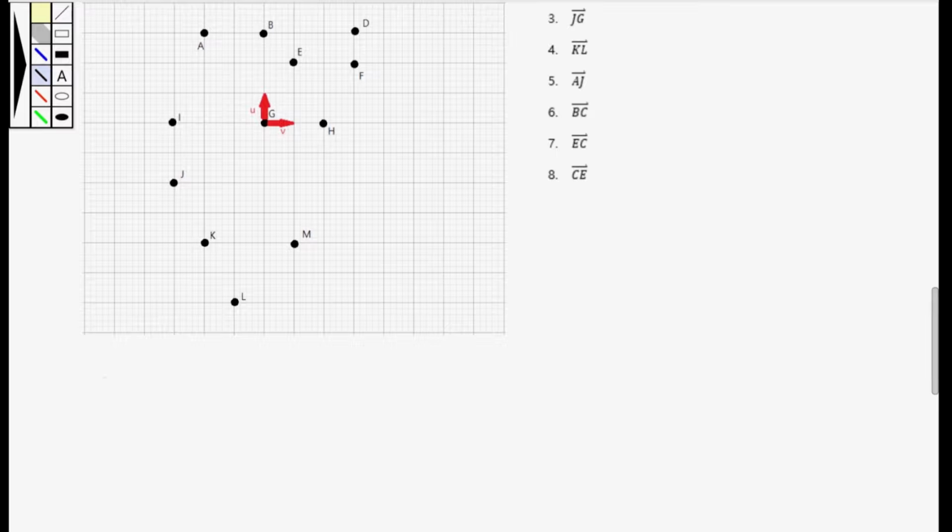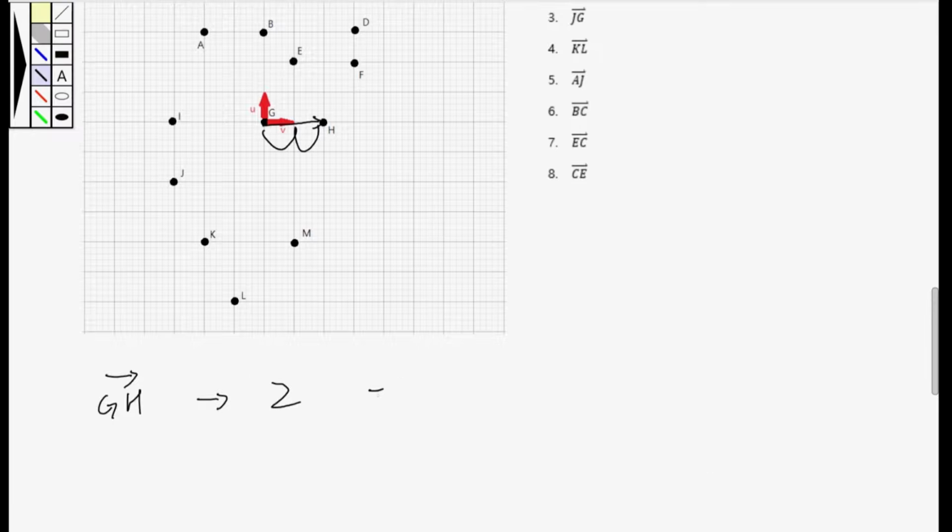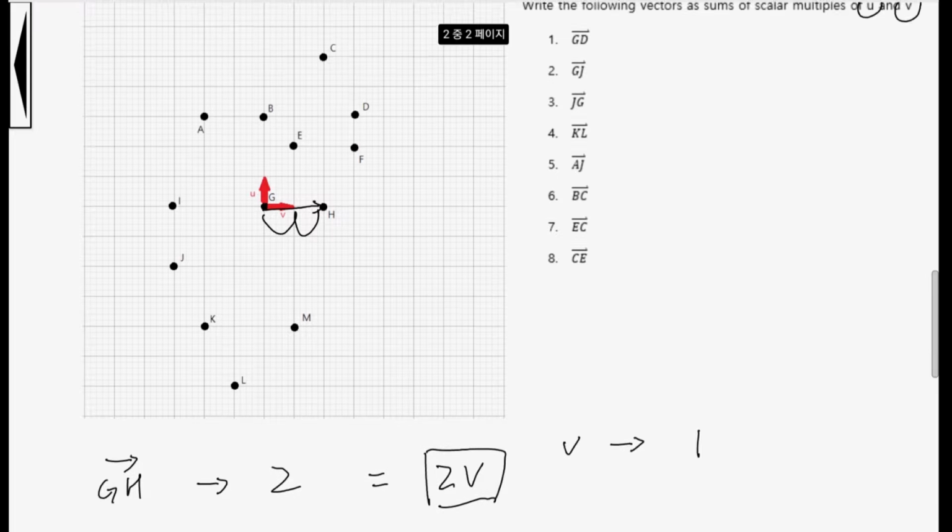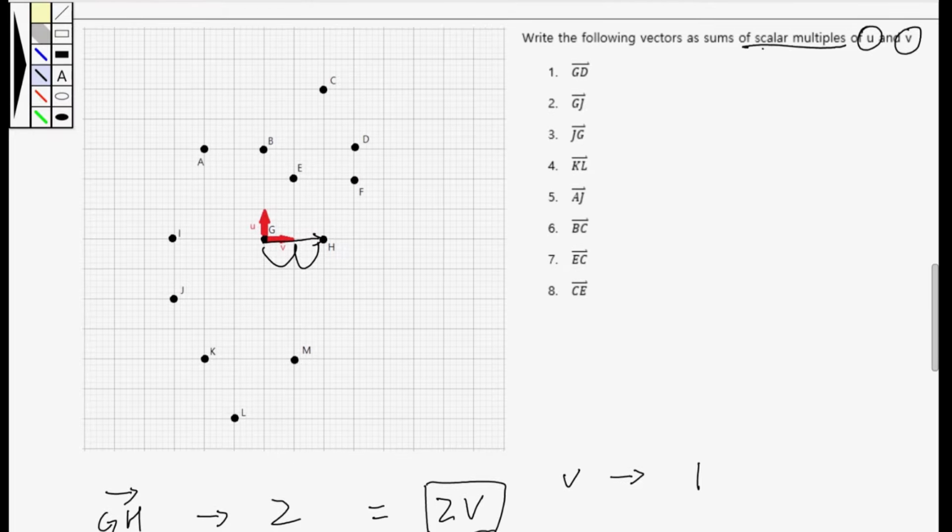For example, about the vector GH, it is on the right side, so the direction is right, and magnitude is 2. So we can say this is 2 vector v, because it's the same direction as vector v. Vector v has direction of right and magnitude is 1. That's why we can express it this way, and this is called scalar multiple.